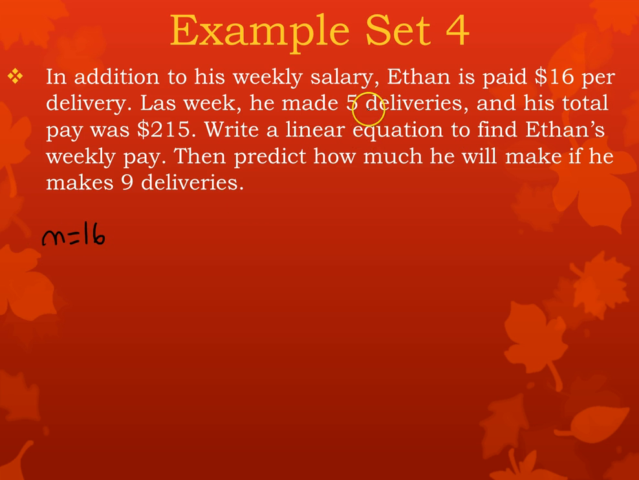Now, he made 5 deliveries, pay was $215. Well, there's my coordinate point: 5, comma, $215. The reason why the 5 is my x-coordinate is because that's what we're changing. We're changing $16 per delivery. So I have to do 16 times x, or 16 times the number of deliveries there. That's why, since the slope is 16, that has to be my x value when I plug into the equation.